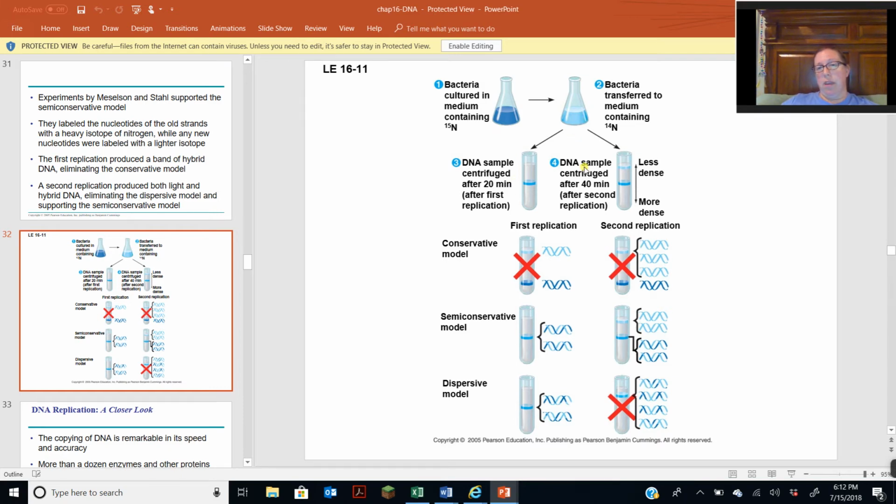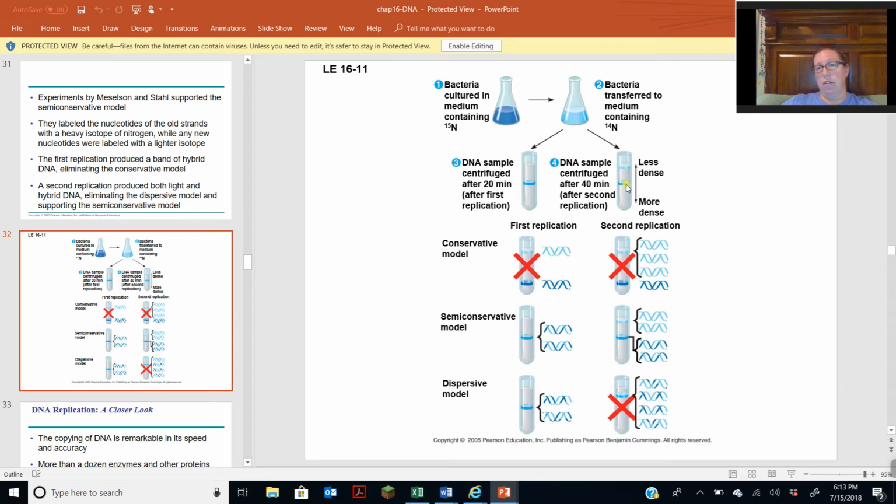And with the first replication, right, so these are just rounds of replication, the conservative model was out right away. You can see that the line was in the middle, so this is all the DNA right here. Well, that kind of said it could be semi-conservative or it could be dispersive. All right, well, we better do a second one. So they did a second one.